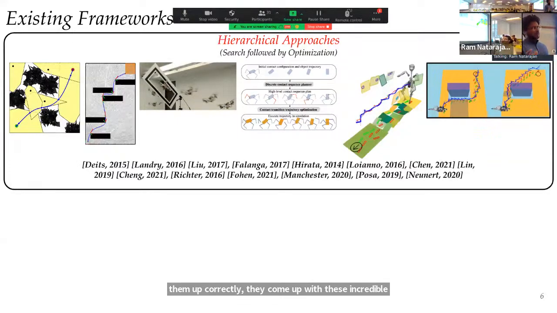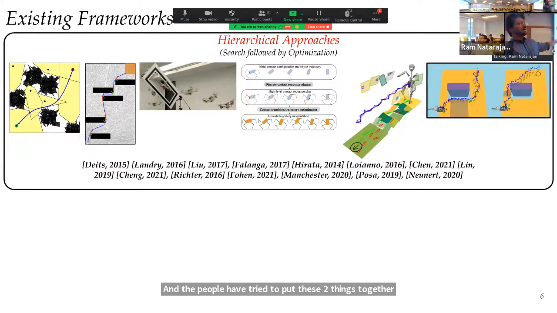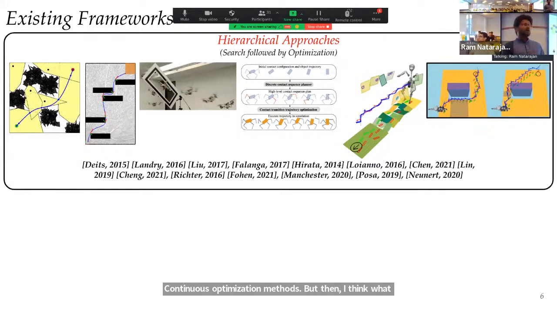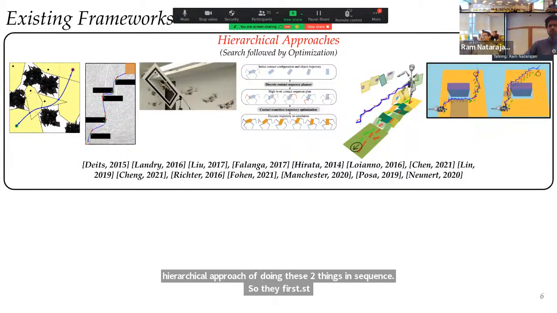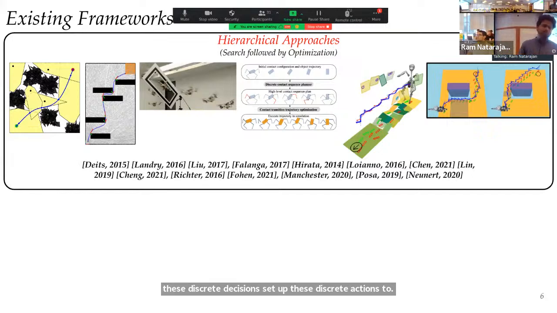But people have tried to put these two things together. There are a number of works that try to combine these discrete methods and continuous optimization methods. But what it boils down to is how they are trying to combine them, right? Most of them take this hierarchical approach of doing these two things in sequence. They first find a set of discrete actions to do, and then through those discrete actions, they find the continuous solution.